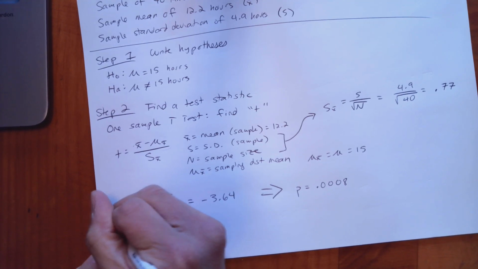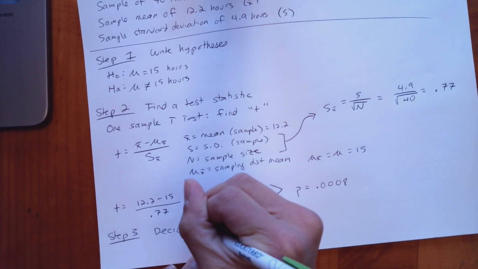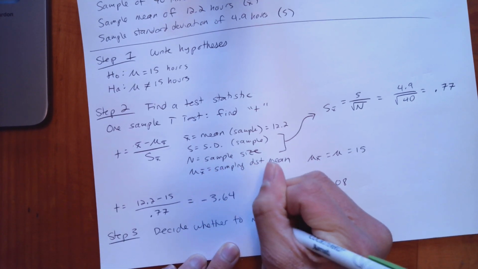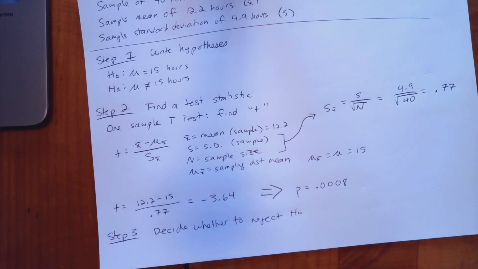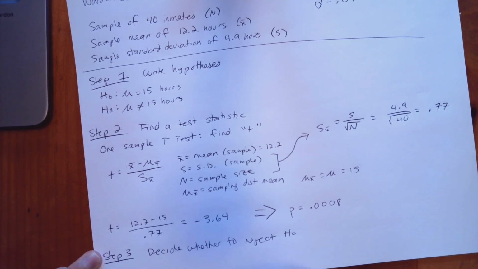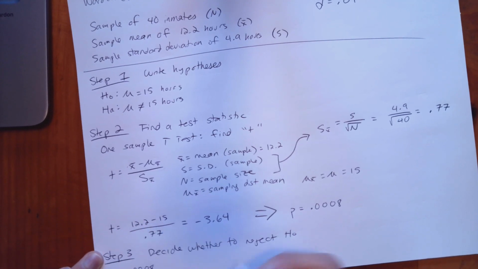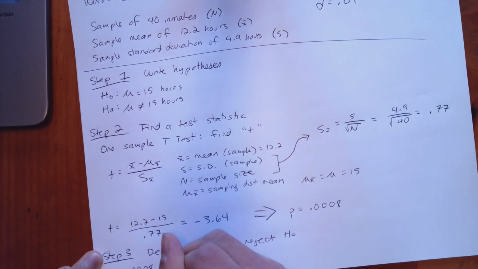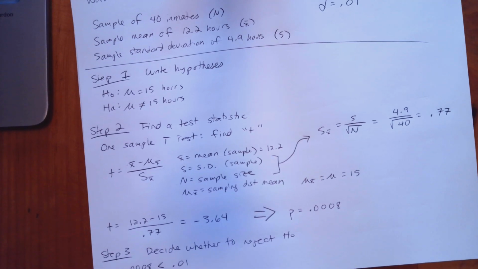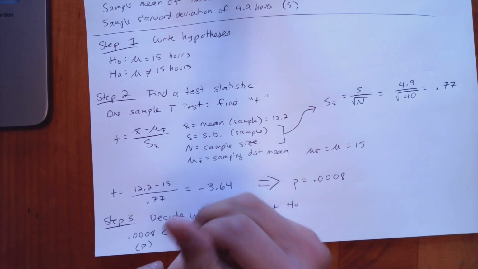So step 3, decide whether to reject the null hypothesis. And specifically, we'll reject the null hypothesis if our p-value is smaller than our alpha value. In this case, our p-value is 0.0008, and it is much smaller than our alpha value, which is 0.01. So because p is smaller than alpha, we will reject the null hypothesis.